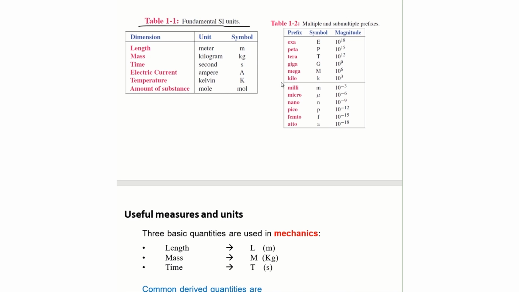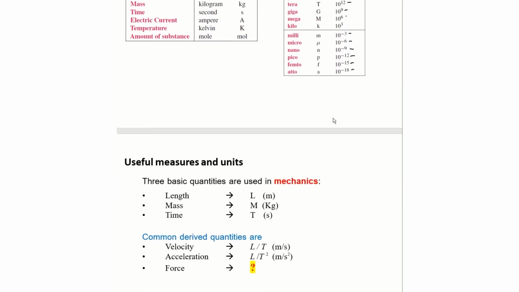Remember also the conventional engineering units that we use through prefixes. For example, 10 to the power of 3 is kilo, 10 to the power of 6 is mega, 10 to the power of 9 is giga, 10 to the power of 12 is tera, 10 to the power of 15 is peta, and 10 to the power of 18 is exa. 10 to the minus 3 is milli, 10 to the minus 6 is micro, with the Greek mu, 10 to the minus 9 is nano, 10 to the minus 12 is pico, 10 to the minus 15 is femto, and 10 to the minus 18 is atto.